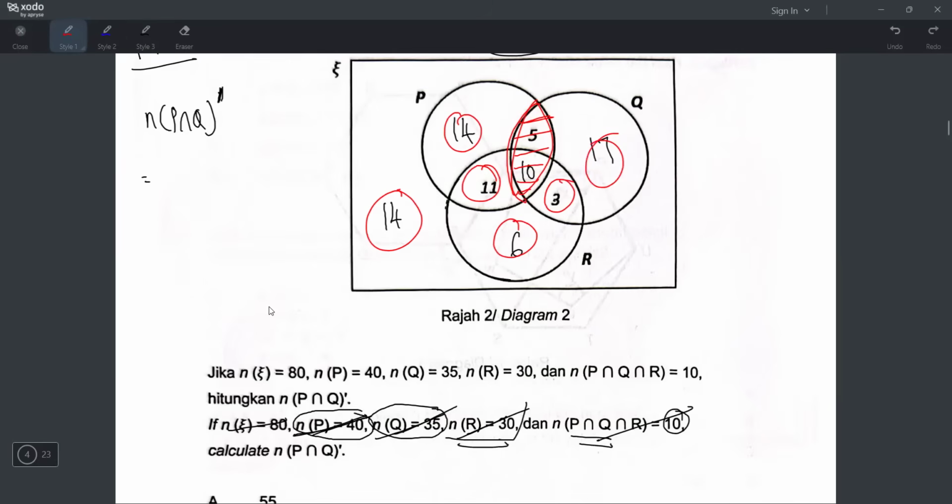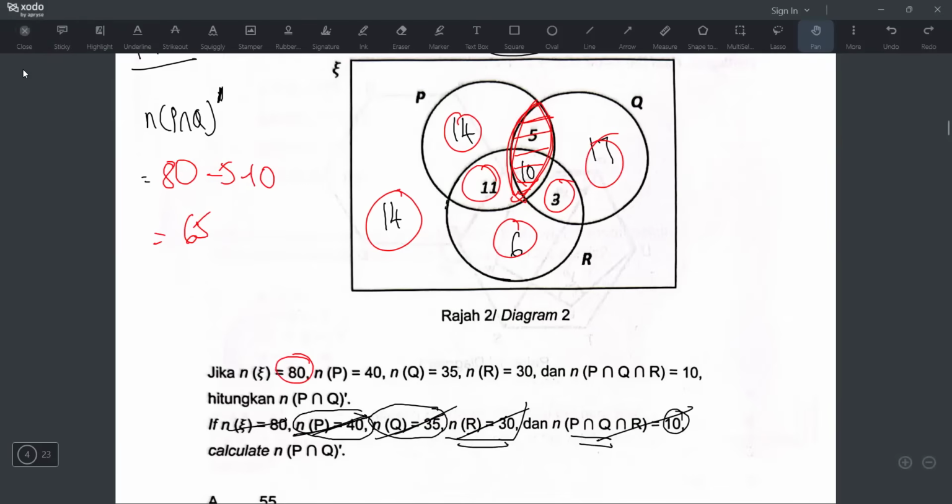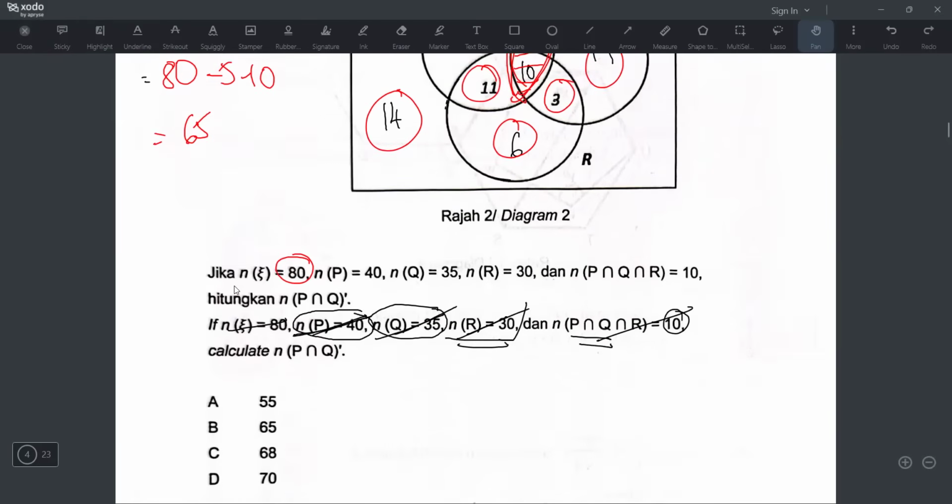Or you can also do it fast. Just take the 80, which is the total number of elements, minus 5 minus 10. Because 80 is everything add together. And I want to exclude the 5 and 10. Ya, saya tak boleh masukkan 5 and 10. That's why I minus like that. So 80 minus 10 is 70, minus 5 is 65. And now let's scroll down and hope there is an answer here. So yeah, I see it already. B-boy. Okay, hope you understand.